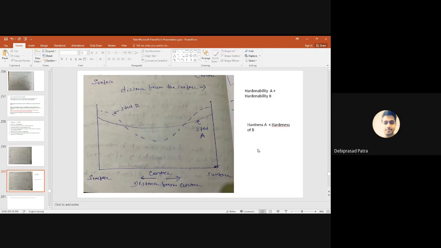Yes, sir. But if you compare the hardness value, obviously the hardness value is higher. It is clearly showing that the hardness value of steel B is higher than steel A. Okay.